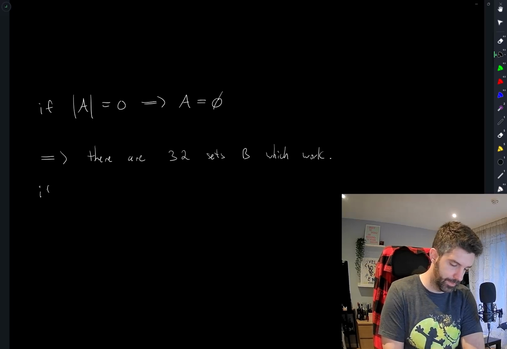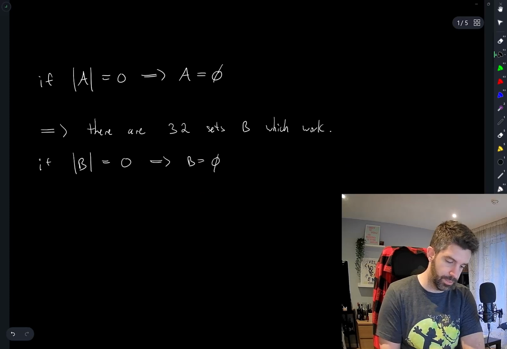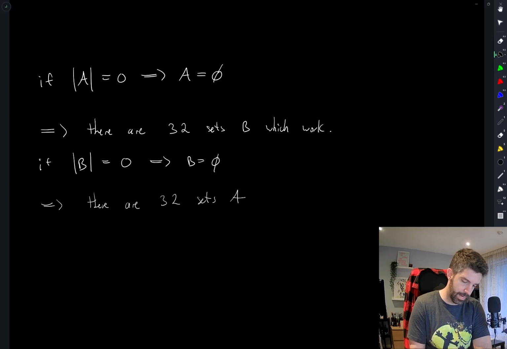And similarly, if B is the null set, there are 32 sets A which work. But of course we've double counted one: the pair null set, null set.